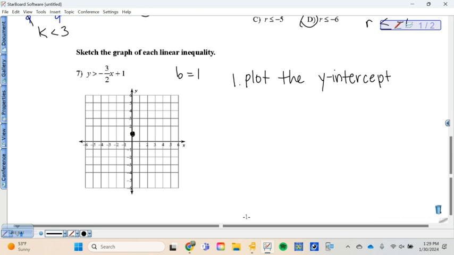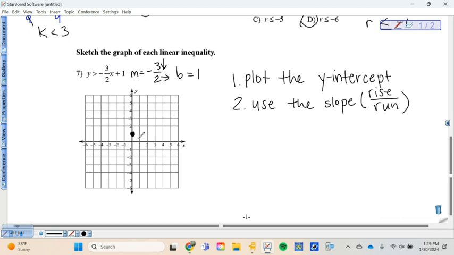And then what do I do? Good, use your slope. Right, slope is rise over run. So since it's a negative slope, I go down 3, always to the right 2. Down 3 over 2. Down 3 over 2. There's my 2 points. Now what?